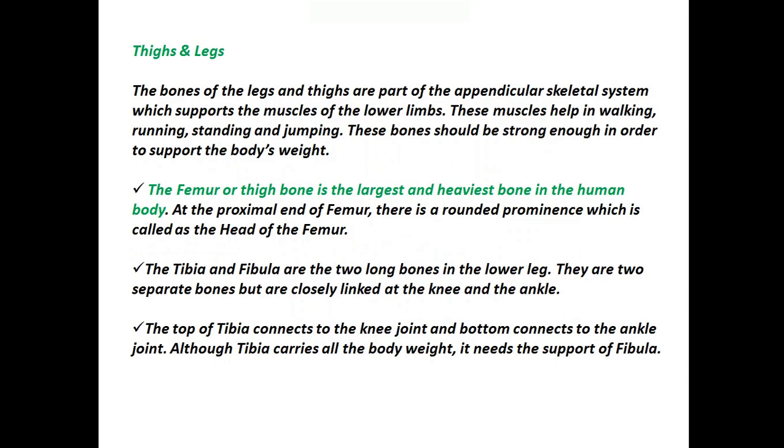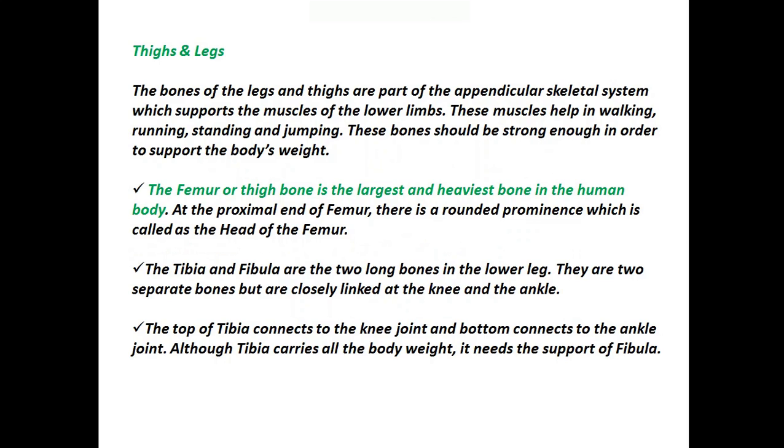Thighs and legs. The bones of the legs and thighs are part of the appendicular skeletal system, which supports the muscles of the lower limbs. These muscles help in walking, running, standing and jumping. These bones should be strong enough to support the body's weight. The femur, or thigh bone, is the largest and heaviest bone in the human body. At the proximal end of the femur, there is a rounded prominence called the head of the femur.